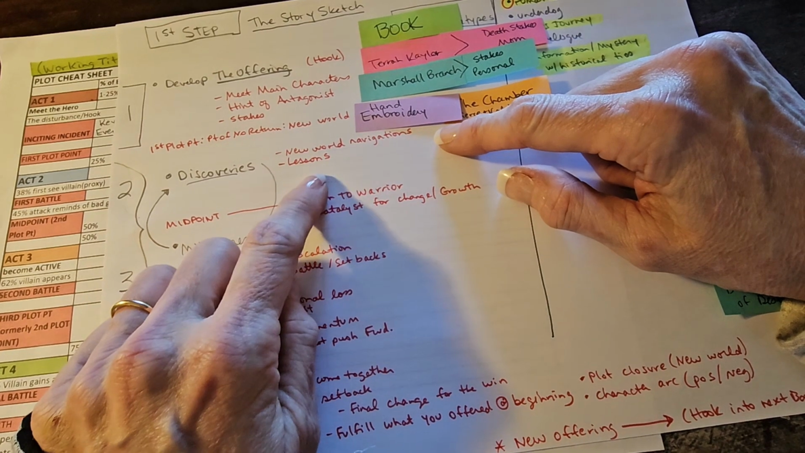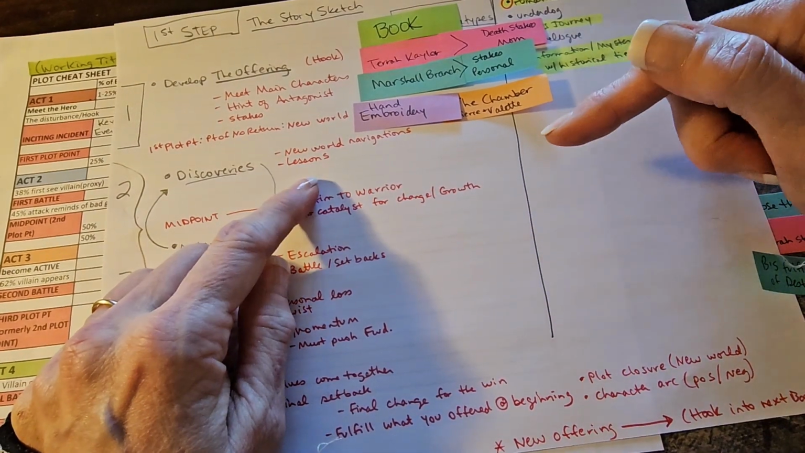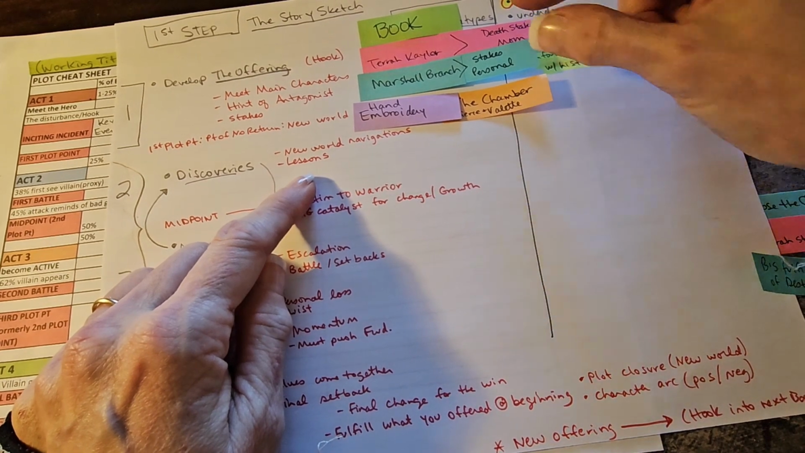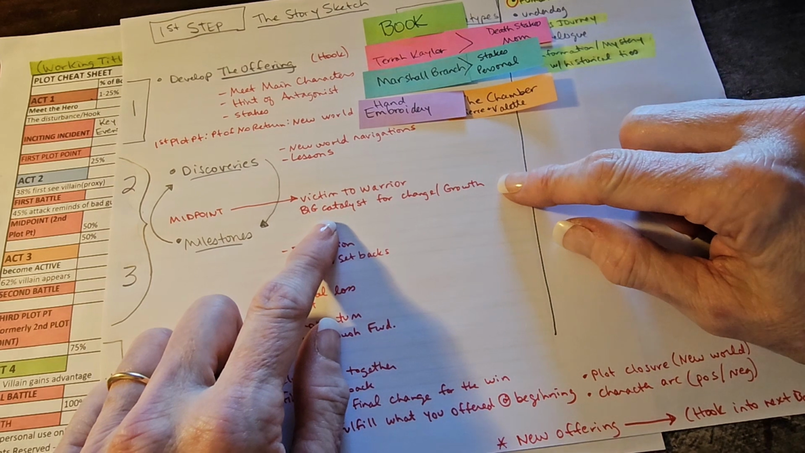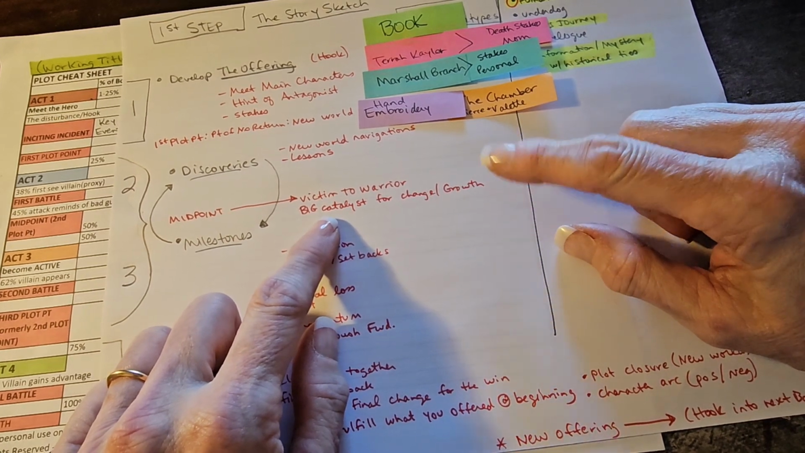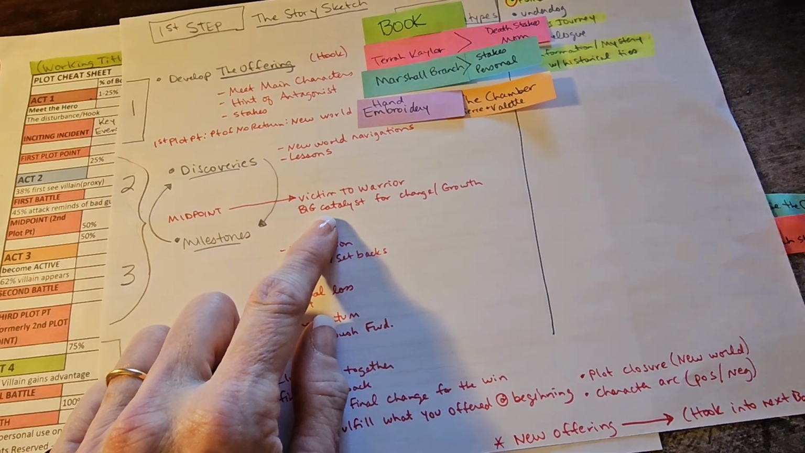In this new world, your characters are learning lessons. They're solving mysteries and figuring things out. Most importantly, they are growing as people toward this midpoint. The midpoint is when they go from victim to warrior. It is a big catalyst for change and growth.